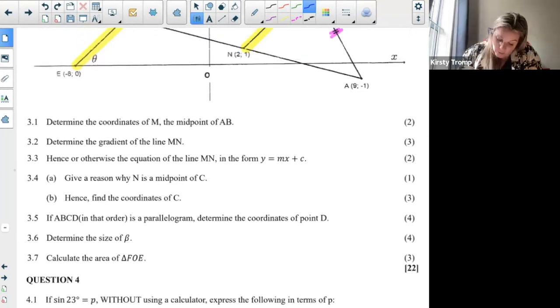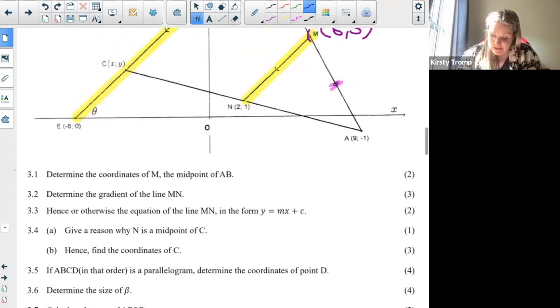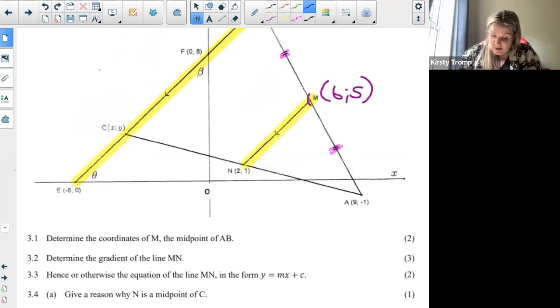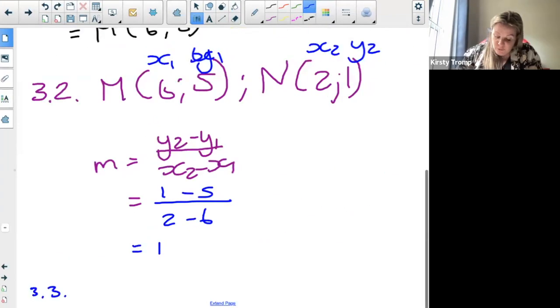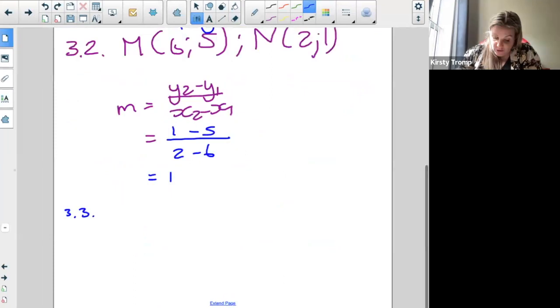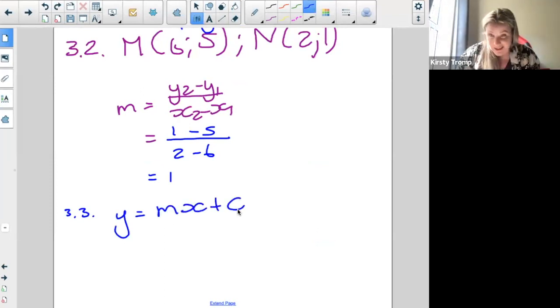3.3 says to me, hence or otherwise, find the equation of the line MN in the form y is equal to mx plus c. So now they want the equation of the line MN, and they want it in the form y is equal to mx plus c. Again, something you've been doing since you were in grade 9. Depending on which formula you like to use is the one that you can do. So I quite like always using y is equal to mx plus c. It's the one I'm used to, so it's the one I like to do.